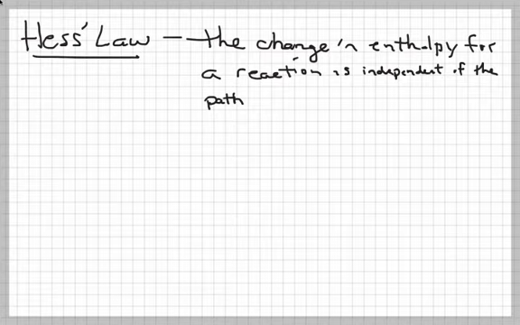There's a characteristic of enthalpy which makes it easier for chemists to calculate the enthalpy change, or the heat given off or absorbed, for reactions that might otherwise be difficult to measure experimentally. And this characteristic is summarized in Hess's law, which states that the change in enthalpy for a reaction is independent of the path of the reaction.